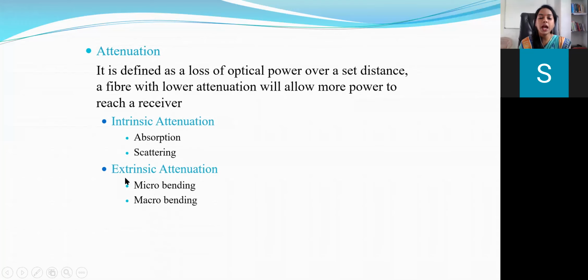Then what happens in extrinsic attenuation? You can have bending. Your optical fiber should be very straight; if it comes with bending you will have attenuation. Then you can have either micro bending or macro bending.